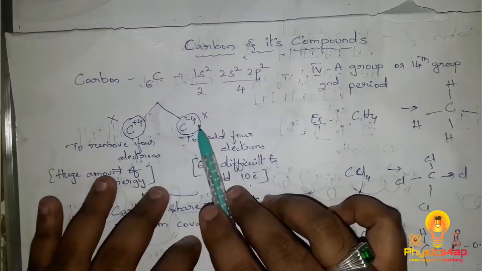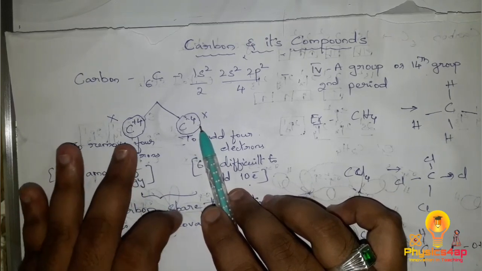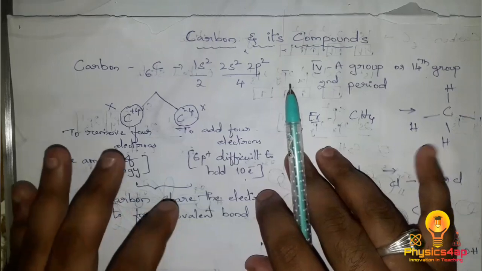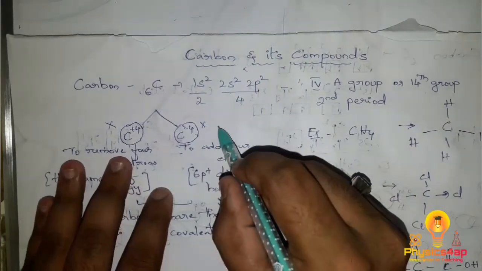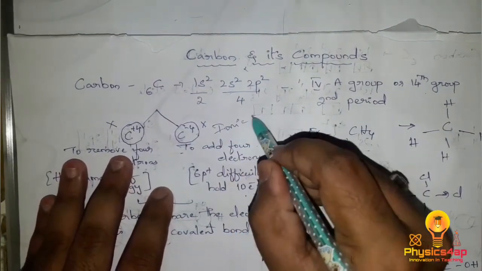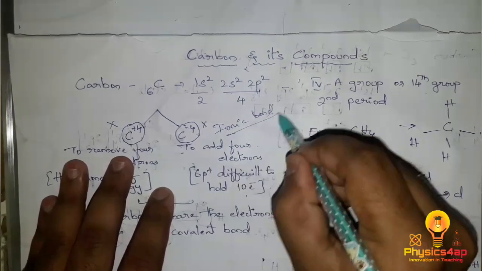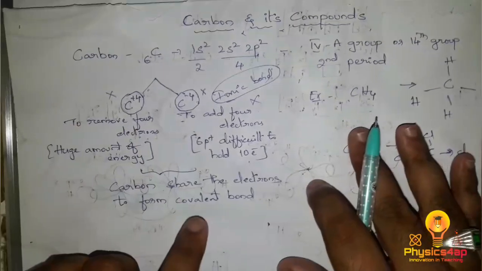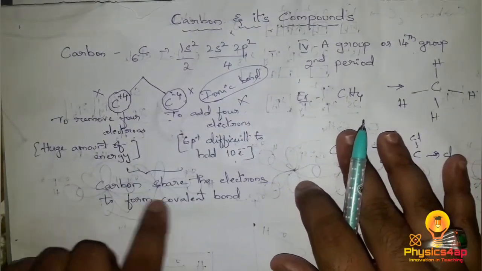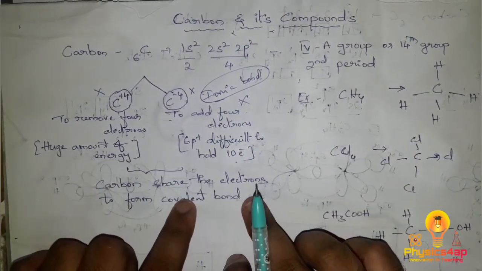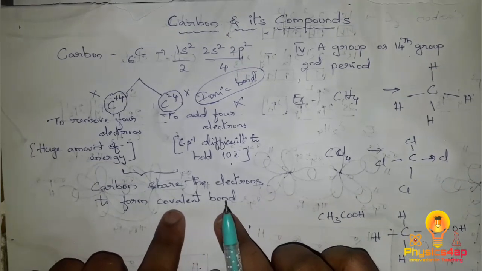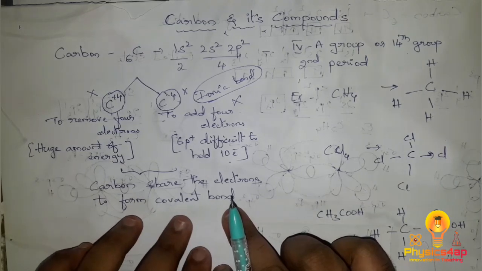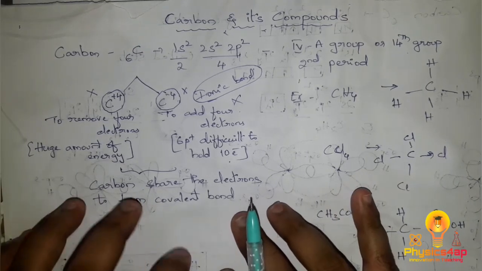So C-4 is unstable, so it cannot form, and C+4 is also unstable, so it cannot form. By this we know that carbon cannot form an ionic bond. So all the carbon compounds cannot form the ionic bond. Now what does it form? It forms the covalent bond. Here the carbon undergoes sharing of electrons, and when they undergo the sharing of electrons, it forms covalent bonds. So all the carbon compounds form covalent bonds only.